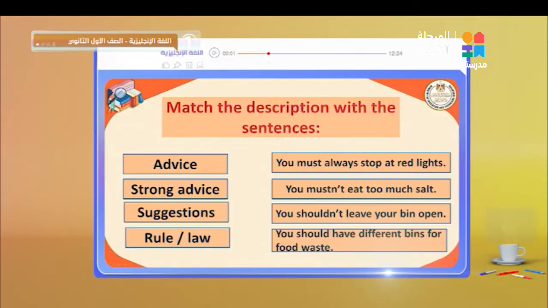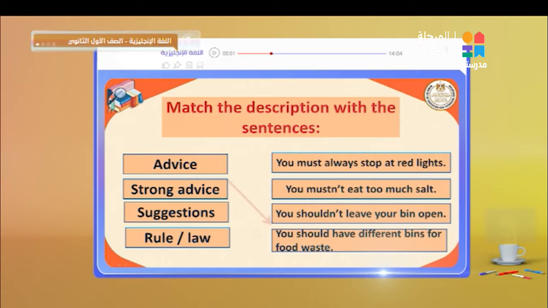Look at this chart here and match the description with the sentence. Which of these sentences express advice? Look at the four sentences and tell me which one expresses advice, which one expresses strong advice, suggestion, rule, or law. Let me remind you that we use should to give advice, or to make a suggestion, or to give an opinion. And we use must to express rules, or strong advice, or necessity. Okay? So which of these sentences express advice?